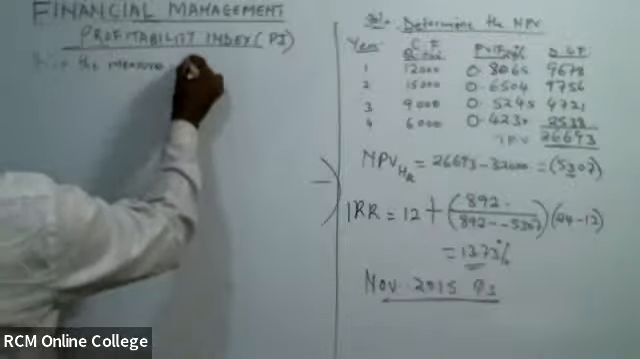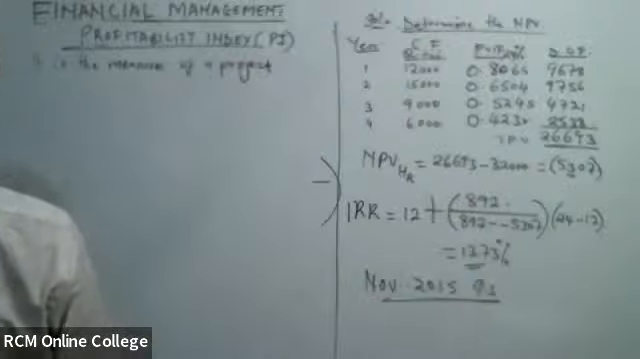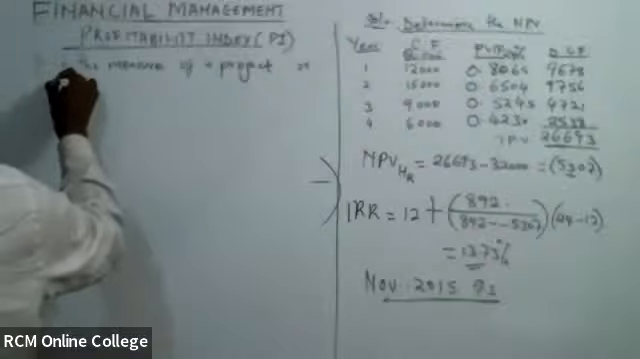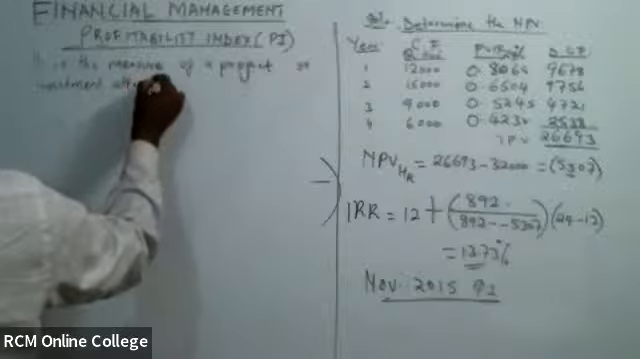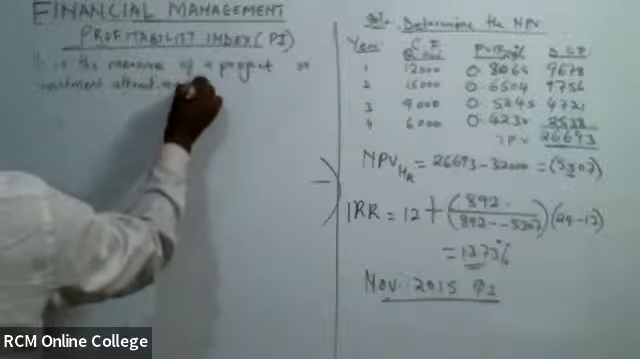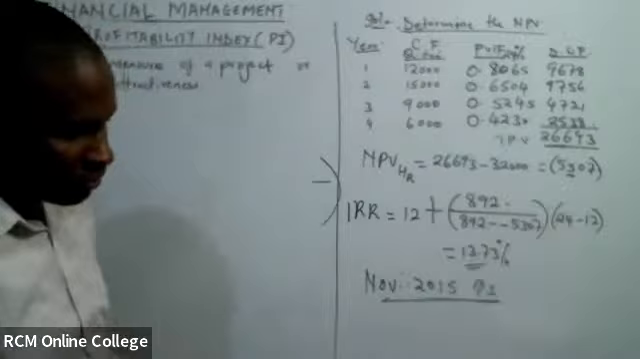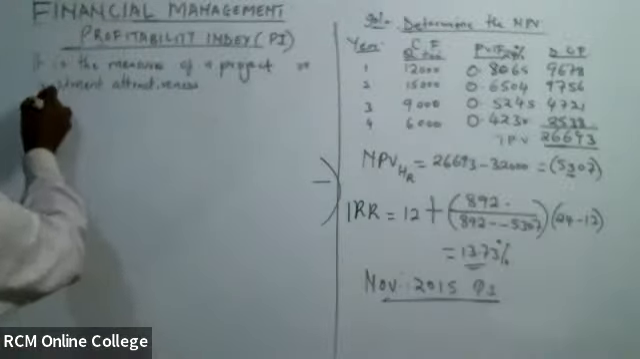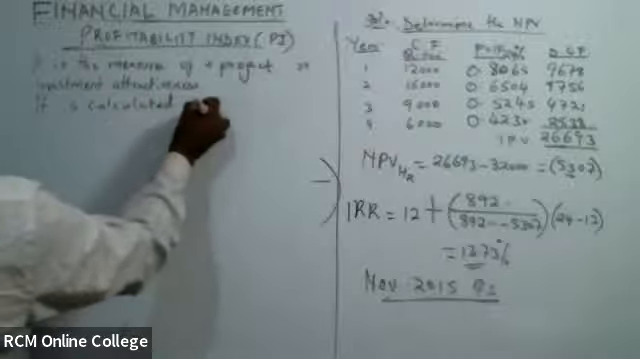It is the measure of a project or investment attractiveness. It is given by the formula. It is calculated as follows.